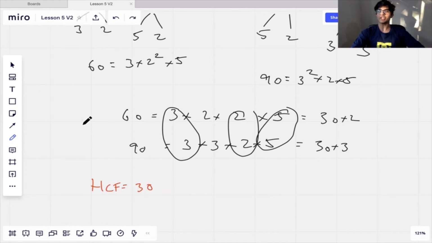Okay, so there's actually a bit of a trick here. What you do is you take this 30, you times 30 by the 2 here, and then you also times it by the 3 here. And then you can actually ignore this 30, because since it's the HCF, you've already accounted for it up here. And so you just do 30 times 2 times 3. So LCM is equal to 30 times 6, which is 180.